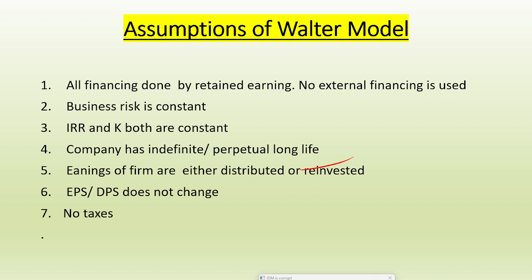Then earnings of the firm are either distributed or reinvested. If a company wants to expand its operations in the future, or does not have much money for further utilization, it will reinvest the profits and not distribute them. Or whenever the company feels it will distribute the profit, it can. No compulsion is made; both options are open. The earnings per share or dividend per share do not change, meaning EPS or DPS cannot change, and there are no taxes. If you get the absence of taxes, don't get confused.